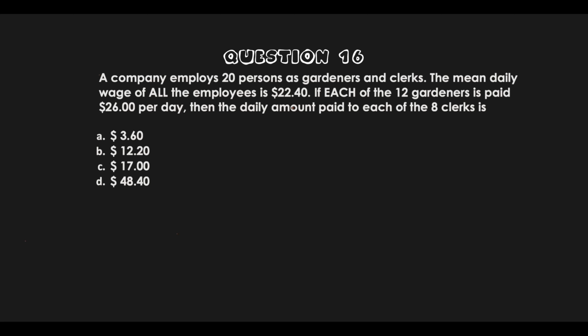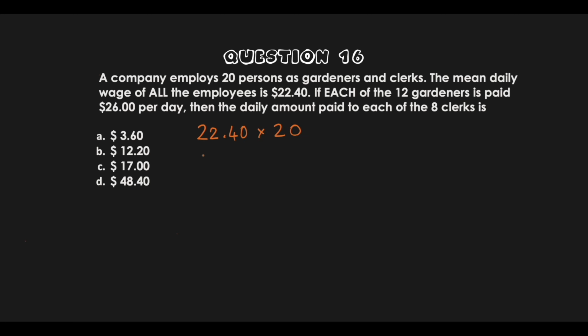It says here, a company employs 20 persons as gardeners and clerks. The mean daily wage of all employees is $22.40. If each of the 12 gardeners is paid $26 per day, then the daily amount paid to each of the 8 clerks is... Okay, so to start us off, we need to figure out the total amount of money paid per day. In order to do this, we have to multiply 22.40 times 20.